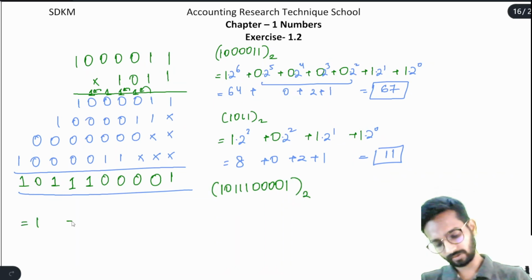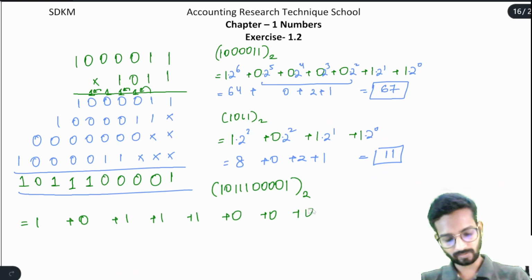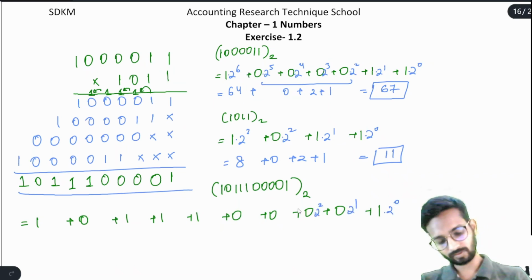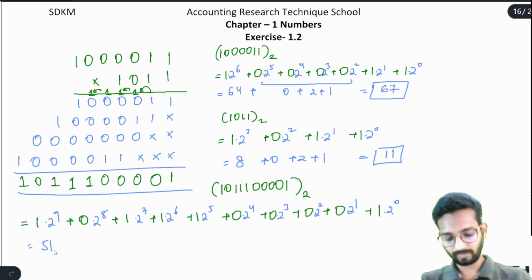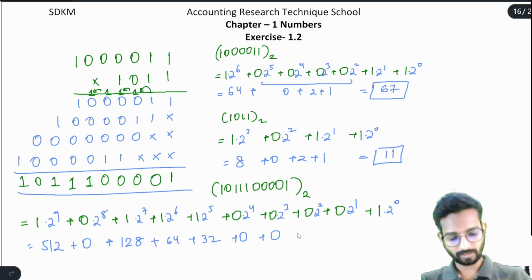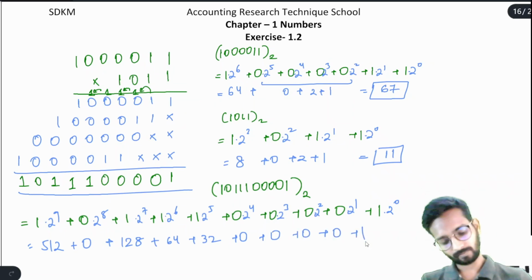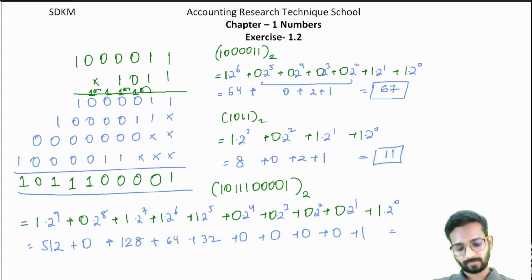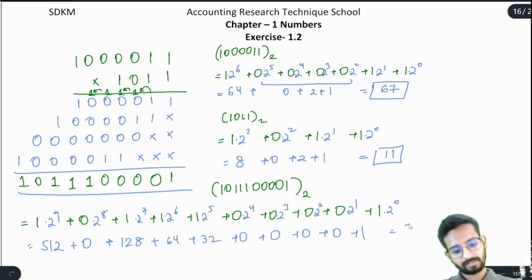10111001. How do we solve it? We have already solved many of this kind. 1 plus 0 plus 1 plus 1 plus 1 plus 0 plus 0 plus 0 plus 0 plus 1. 2 power 0, 2 power 1, 2 power 2, 2 power 3, 2 power 4, 2 power 5, 2 power 6, 2 power 7, 2 power 8, 2 power 9. Now 2 power 9 will be 512. 2 power 7 will be 128, 2 power 8 is 256. Here it will be 64, here it will be 32, 0, then again 0, 0, 0, then 1. When we add all these, so the total will be 737. Now we will check our answer.